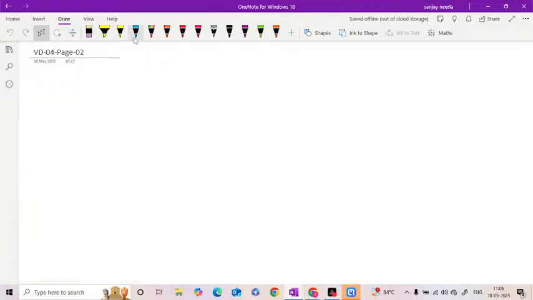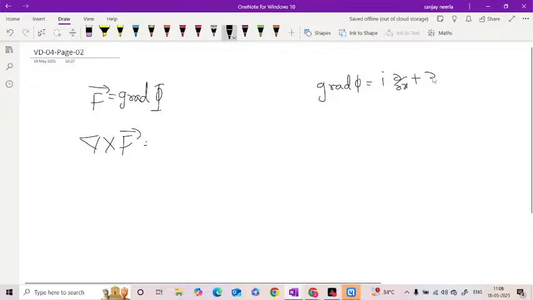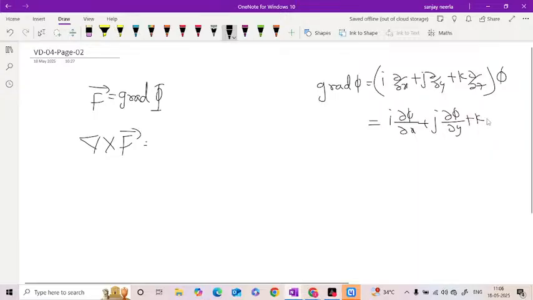Okay, here f is equal to the gradient of pi. Now I am calculating del cross f. What is del cross f? Already f is the gradient of pi. What is the gradient of pi? The gradient of pi is i into dou by dou x plus j into dou by dou y plus k into dou by dou z of pi. That means i dou pi by dou x plus j dou pi by dou y plus k dou pi by dou z. It is the gradient of pi.